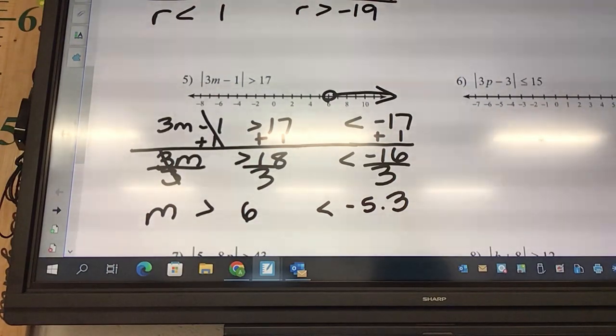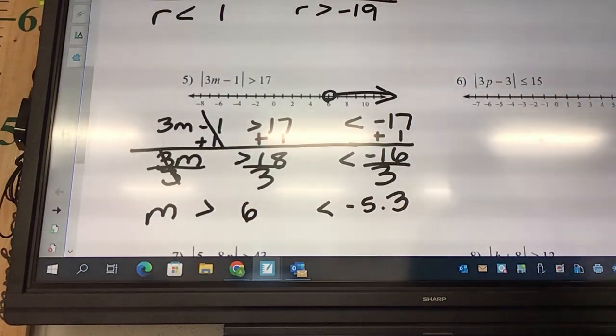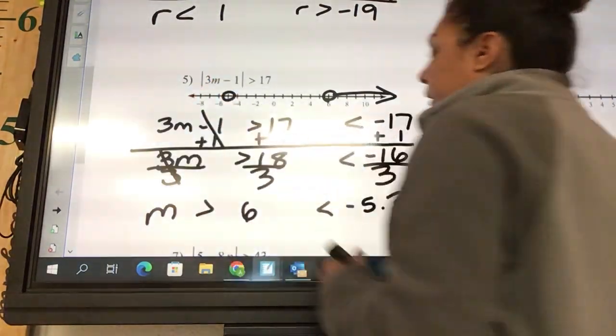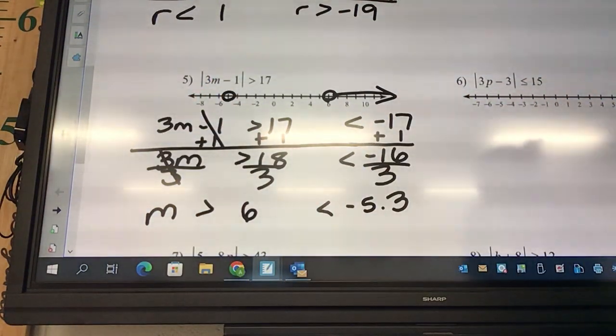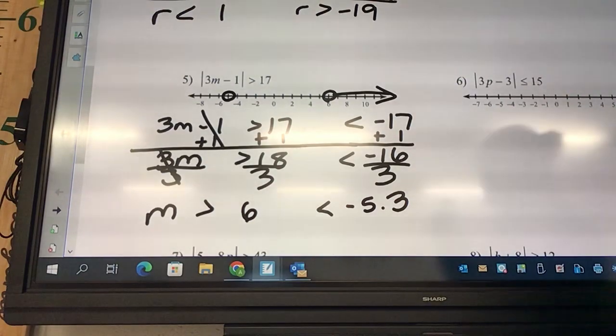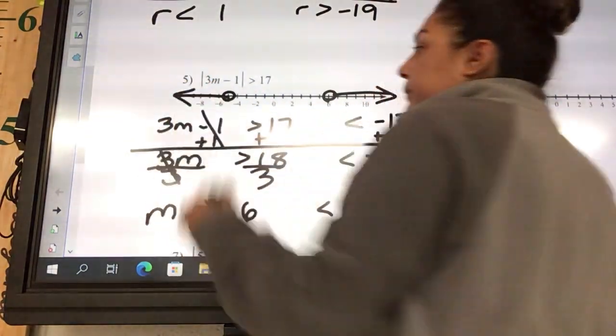So, and then we go to negative 5.3, find it about where it's at, okay? And then, I know, I thought it was positive too. Okay, and then we go less than, so it's going to be going this way.